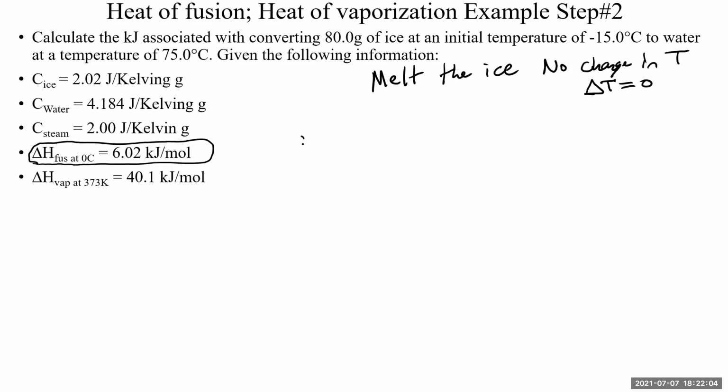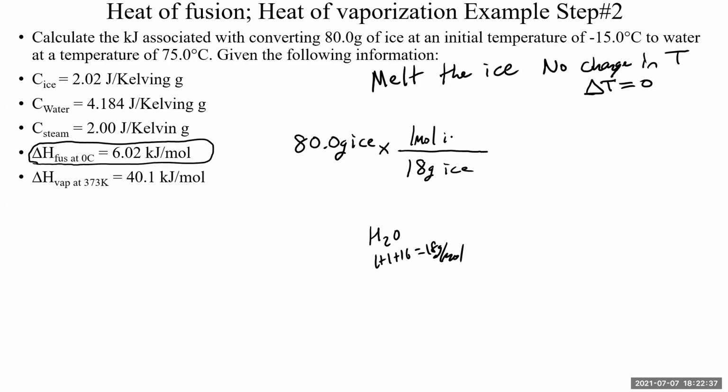So we have 80 grams of ice, which is water. So what we're going to do is convert. We know that 18 grams of ice, remember ice is just H2O, nothing has changed about ice. There's no reason its molar mass should be any different. Solid water and liquid water have the same molar mass. It's 2 hydrogens, 1 oxygen: 1 plus 1 plus 16 equals 18 grams per mole, just in case there's any doubt. Okay, that gives us 1 mole of ice.